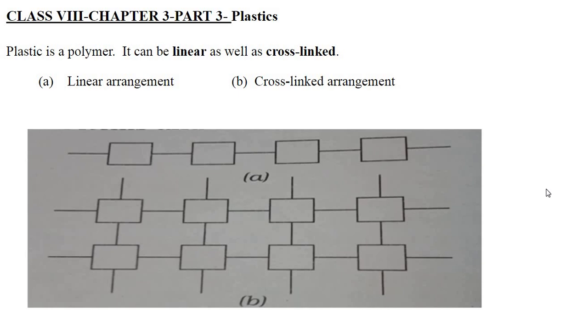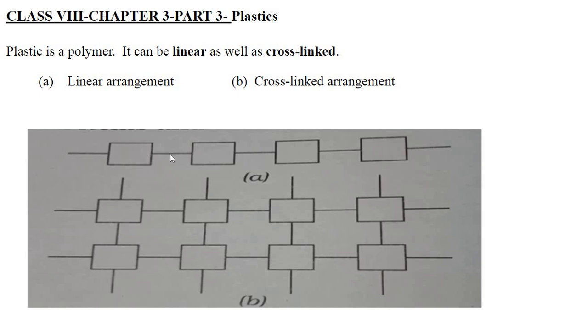What are plastics? Plastic is also a polymer like synthetic fiber. All plastics do not have the same type of arrangement. You can see in this picture, it can be a linear arrangement or a cross-linked arrangement. In simple words, we can explain it like this: linear arrangement and cross-linked arrangement. But in higher classes, you will learn in detail what is linear arrangement and what is cross-linked arrangement.